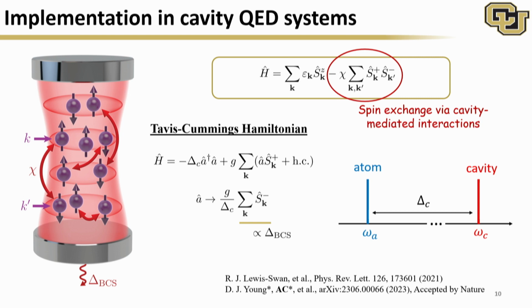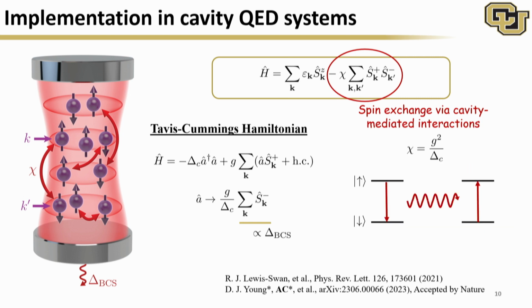So in this case, we find that the cavity field is proportional to the BCS order parameter in the model. This gives us a very efficient way to measure the order parameter. It's just by measuring the light leaking out of the cavity, and we can have real-time tracking of the BCS order parameter.